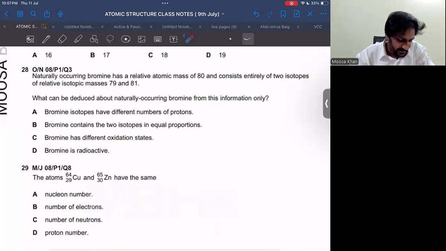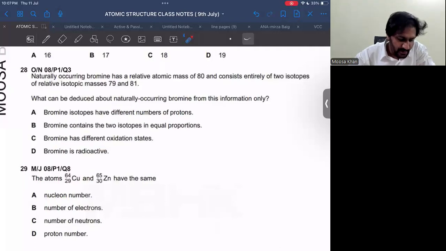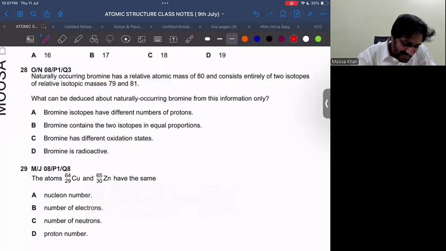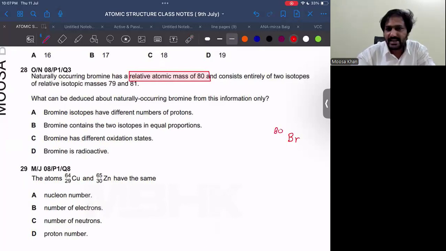Question number 28. Naturally occurring bromine has a relative atomic mass of 80. If he is saying it has a relative atomic mass of 80, it means the periodic table में जो bromine है उसका जो mass है वो 80 लिखा हुआ है. The periodic table they have written the atomic mass of bromine as 80, right? And consists entirely of two isotopes. But the bromine element has two isotopes, one with the mass number 79 and one with the mass number 81.